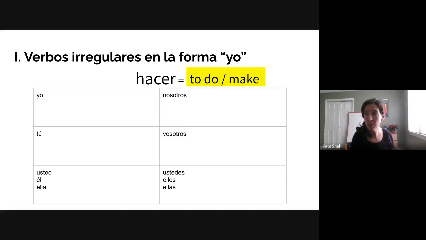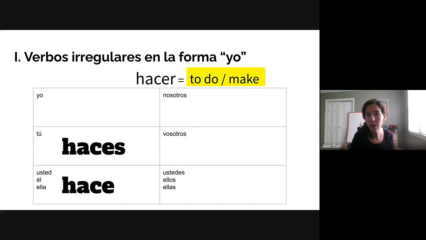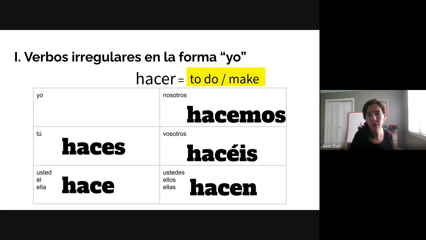Hacer la cama, to make your bed. Hacer la tarea, to do your homework. So hacer is regular in all of its forms, except for the yo form. It has an irregular yo that goes to hago. So it goes to hago, haces, hace, hacemos, hacéis, hacen. Pause this if you need to write this down and somehow indicate that hago is different than the other ones. Put a little star next to it, highlight it, do whatever you have to do.